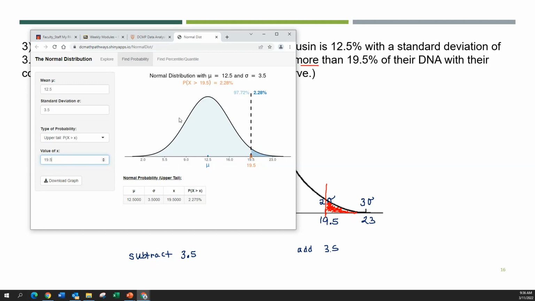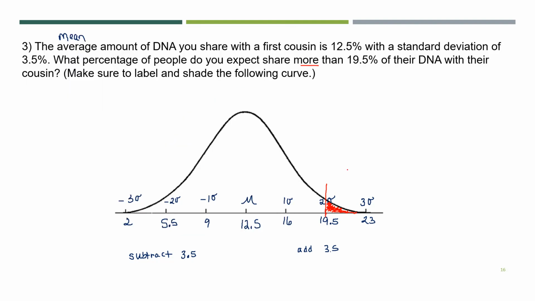So then on the app, it tells me that this area above is 2.28%. So I would expect only 2.28% of people to share more than 19.5% of their DNA with their first cousin. So going back here, what is my answer?